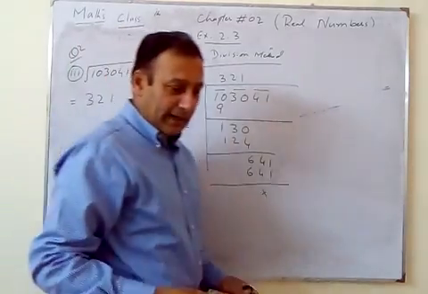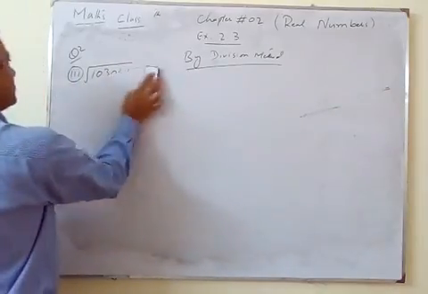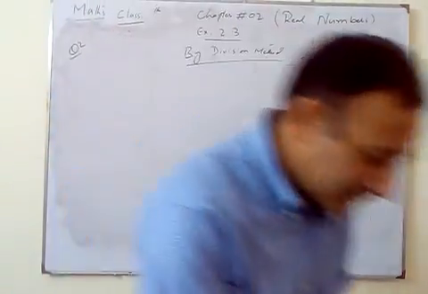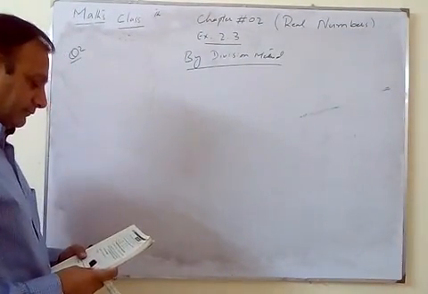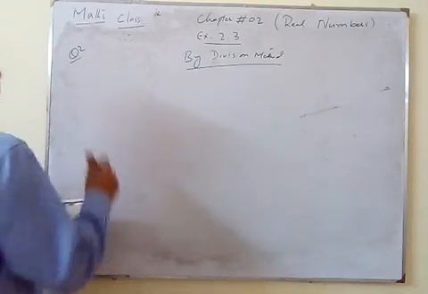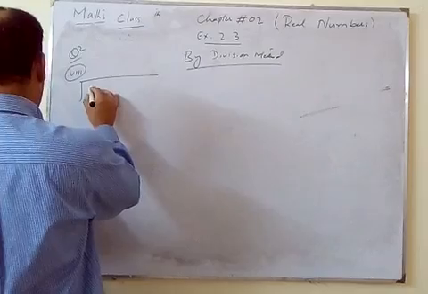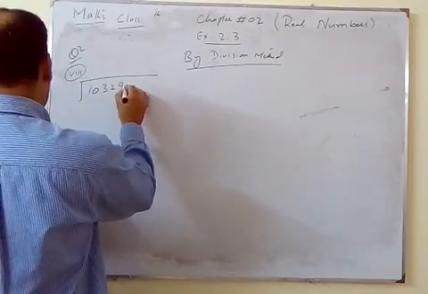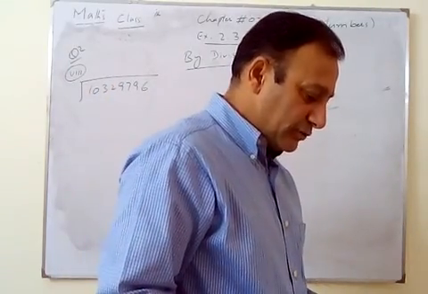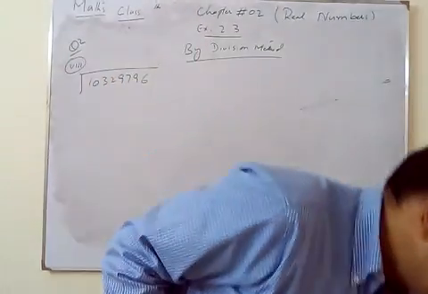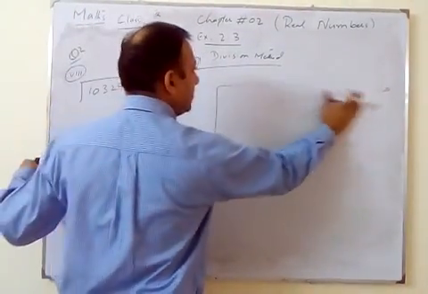So the division method is easier as compared to prime factorization because it is the simplest and direct method. If I take the last part, that is a greater, higher value, 10329796. Divide the number here by division method.